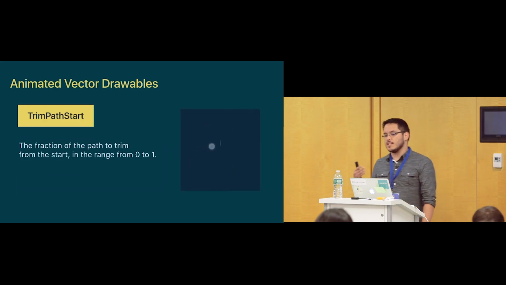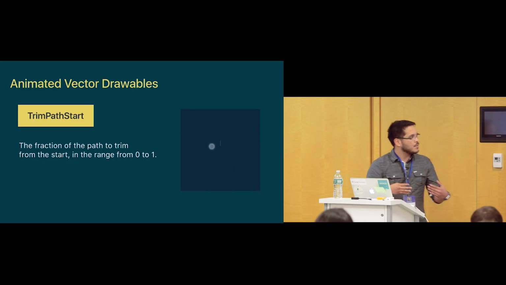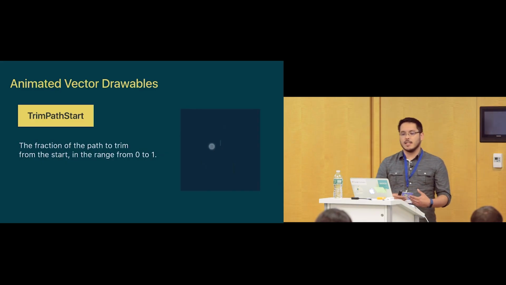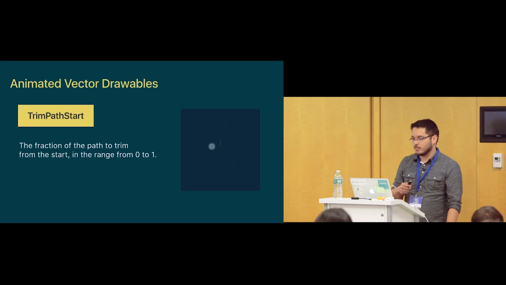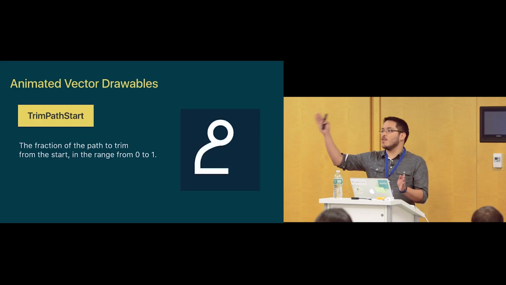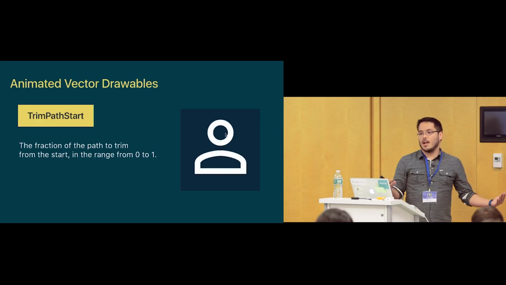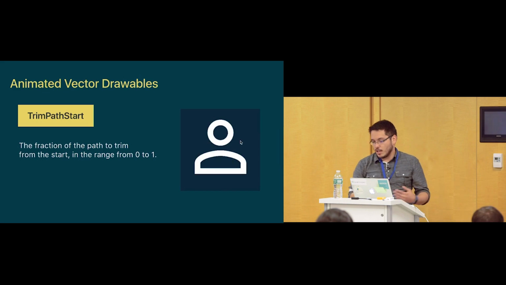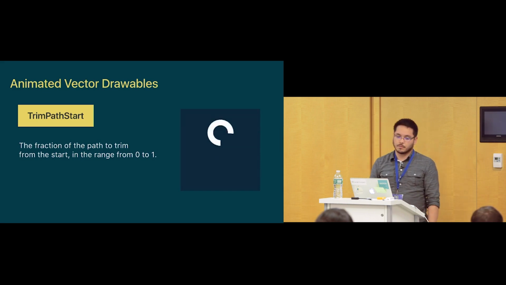So where is the trim path start? The trim path start property is the fraction of the path to trim from the start. So it's basically where it's going to begin to be drawn. The path end, it's where should I go? Until when should I go on my drawing, so I can draw my stuff. And it can run from 0 to 1.